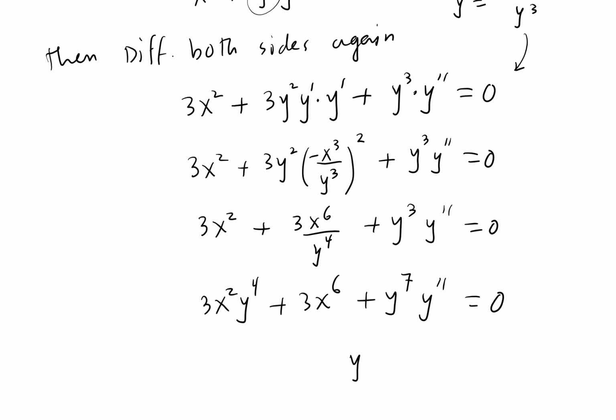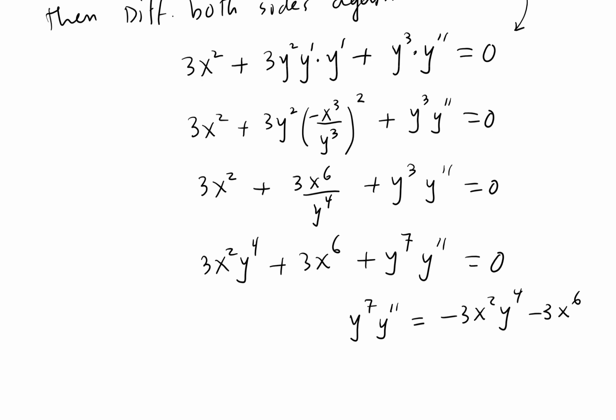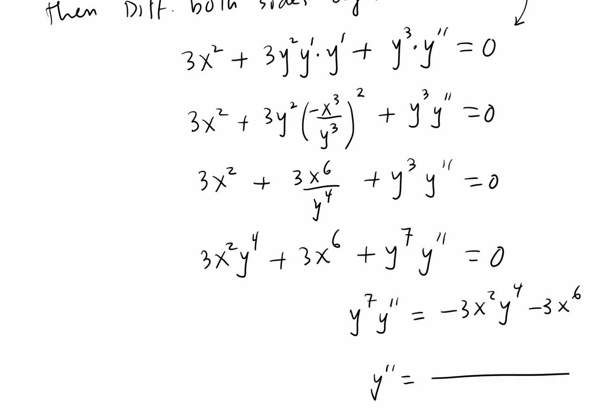Then it's easy to finish it from here by isolating the y double prime, or the term containing y double prime. So y double prime becomes negative 3x squared y to the fourth minus 3x to the 6, over y to the 7.